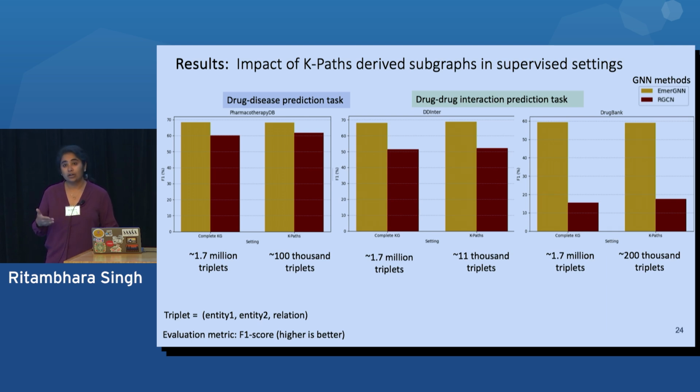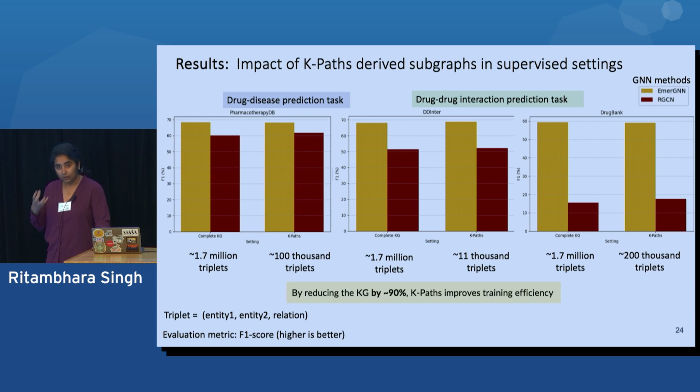Similar results for drug-drug interaction prediction as well. The performance remains roughly similar to using the complete knowledge graph, but the big difference is that the knowledge graph that the model is working with is reduced almost 90% in size, thus improving the training efficiency.